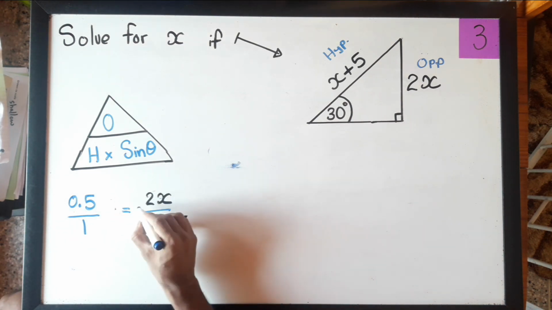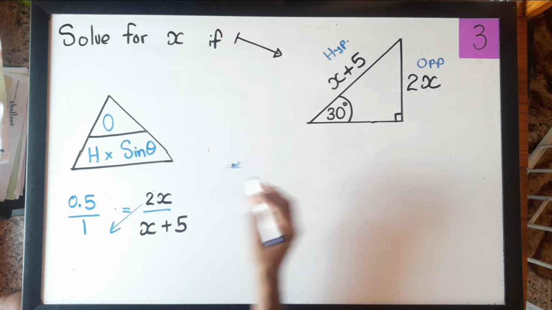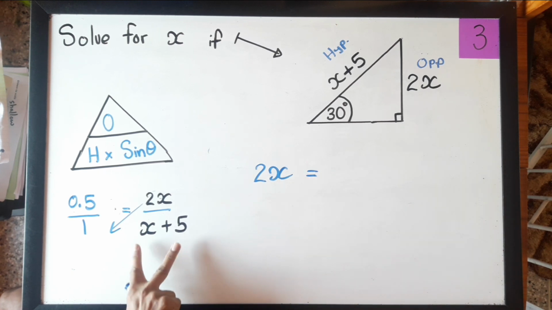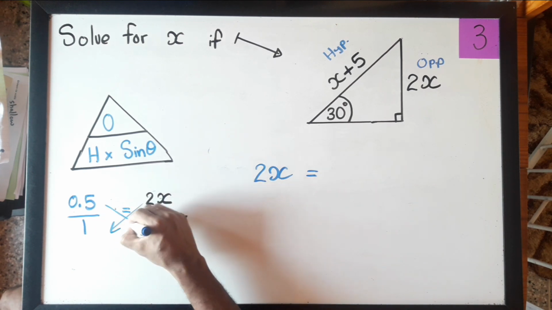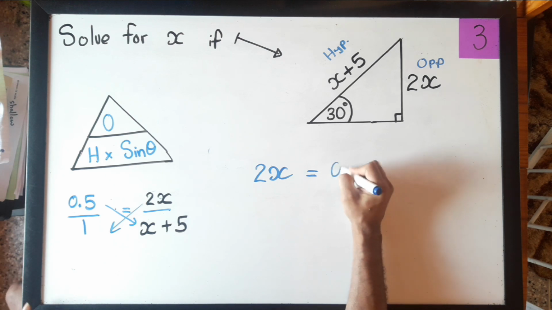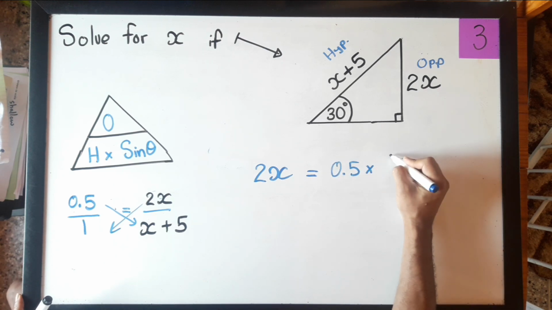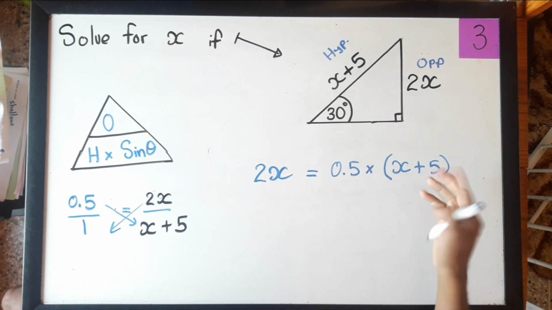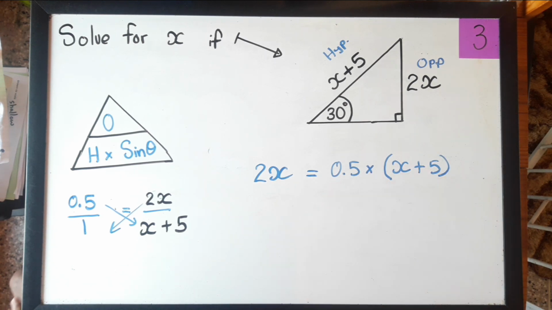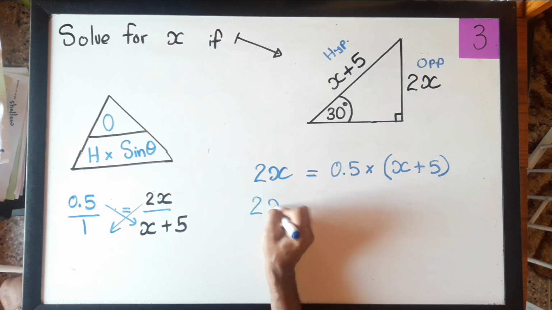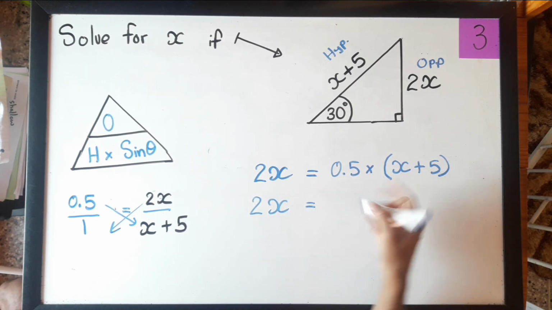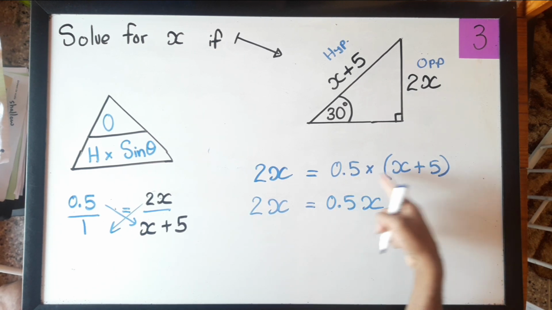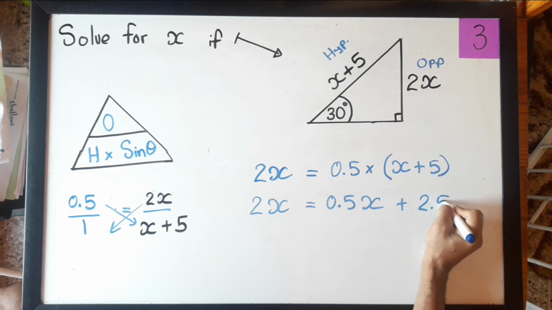Let's do this one first. 2x multiplied by 1 is 2x. It's equal to, this entire item gets multiplied by 0.5. So it's 0.5 multiply, and in brackets I put x plus 5. To indicate I want to multiply the entire expression by 0.5. So let's quickly expand these brackets. 0.5 by x is 0.5x. 0.5 multiplied by 5 is 2.5.